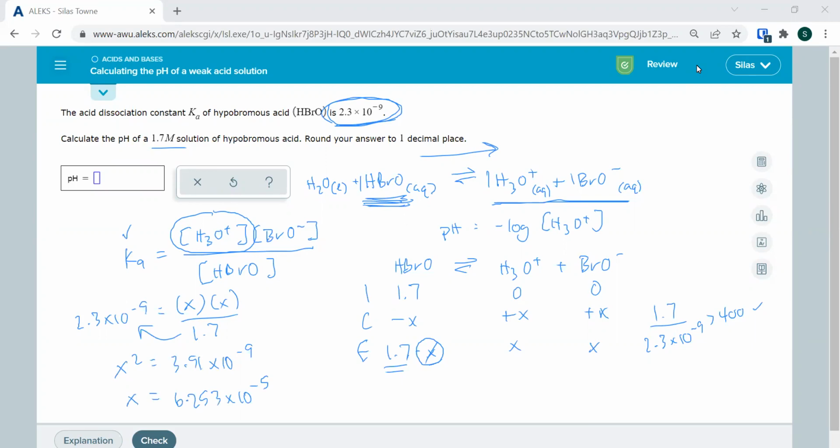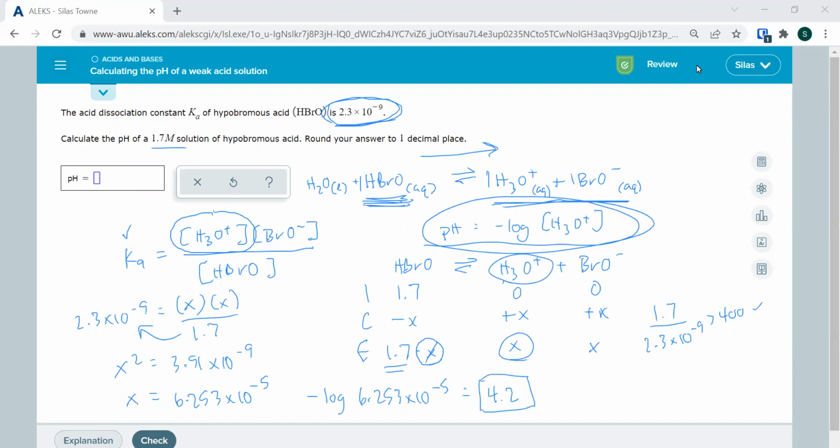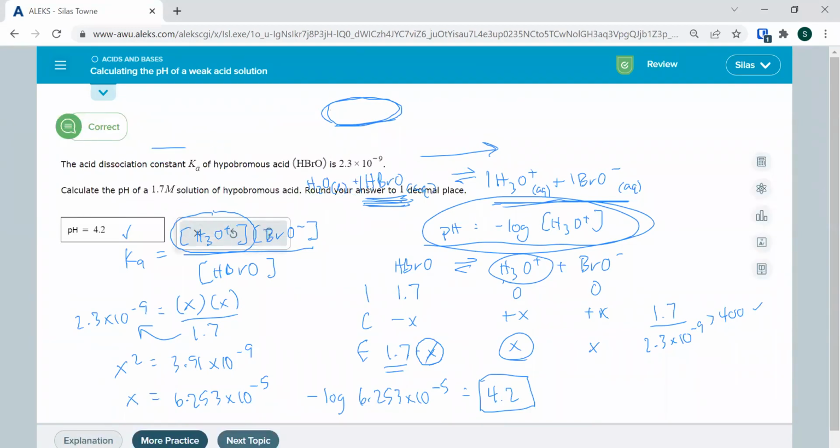And now I can use my equation, because X is this. So we now have the concentration of H3O+ in solution. And so we can take the negative log of this number, and I get 4.2. A weak acid should be less than 7, greater than 2 usually, so that seems like a reasonable number. So let's plug that in. There we go, 1 decimal place.